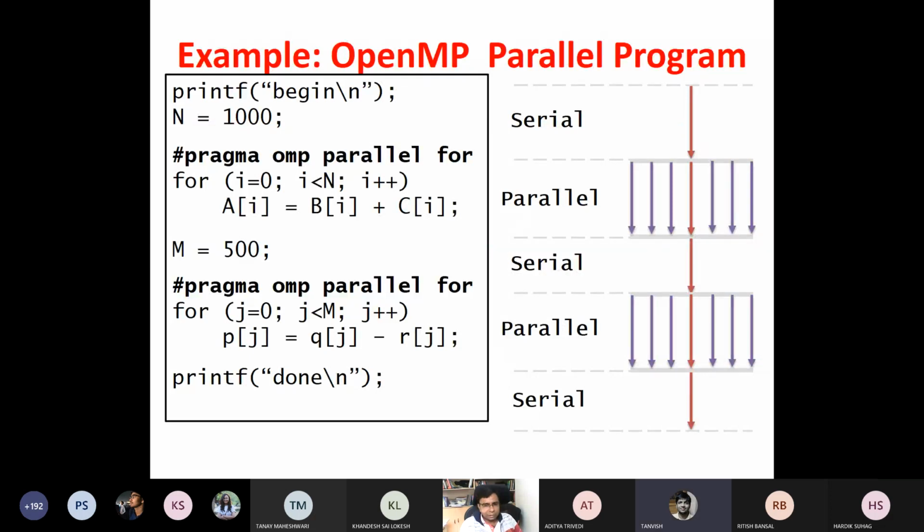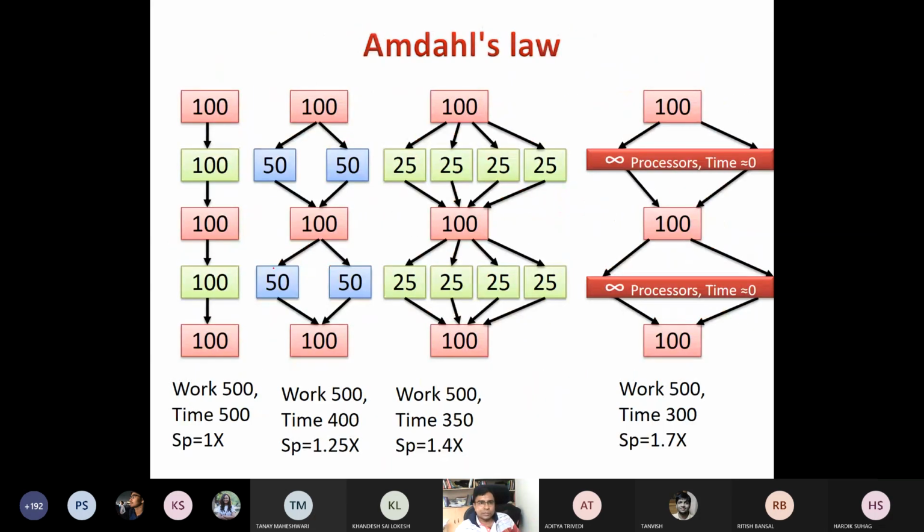3 serial sections, 2 parallel sections. Parallel. I am giving a similar example. So in this case, let's take this one application. So here we have 3 serial sections and 2 parallel sections.